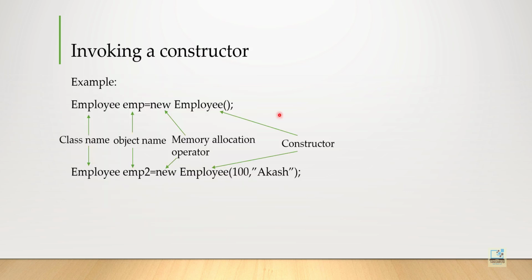I have two more examples here. Employee emp equal to new Employee, this is the same one, and this one, Employee emp2 equal to new Employee(100, "Akash"). So this one is the call to the default constructor, and this one is the call to the parameterized constructor. For the default constructor, you don't have to pass anything, it doesn't require any value to be passed. And in the second case here, 100 and Akash are the values for the parameterized constructor. Just like a method we can have without parameter and with parameter, we can have that in a constructor also. So it has four components. The first thing is the class name, the second thing is the object name, the third thing is the memory allocation operator, I mean the new operator, and the fourth one is the constructor.